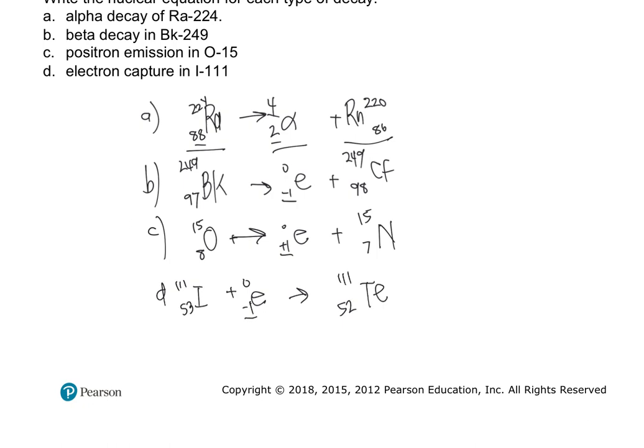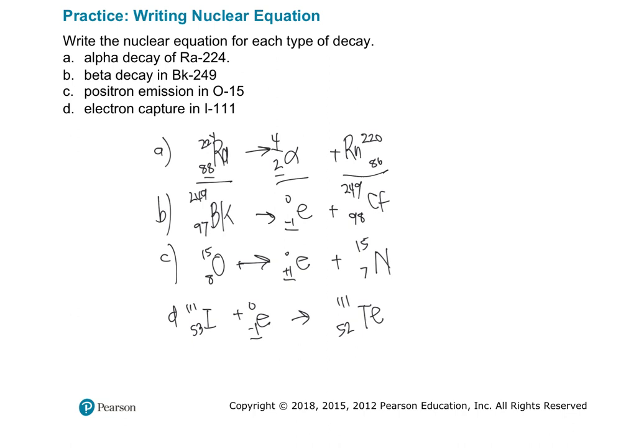Okay, so this is an overview of the types of decay. Now we're going to talk about how do we know if it's going to do an alpha or a beta or a positron? How do we know what's a good ratio for a nucleus to be?